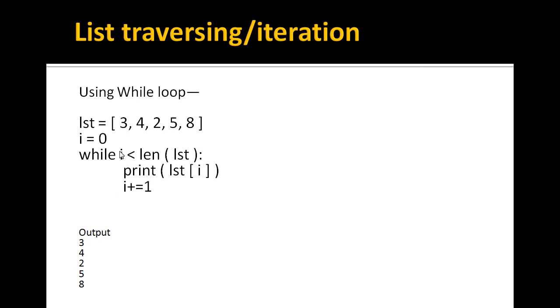So this way the value of i is incremented each time, and it is compared with the length of the list, and until the list is exhausted this goes on and all the values of the list are printed. So this way you traverse or read all the values of the list.